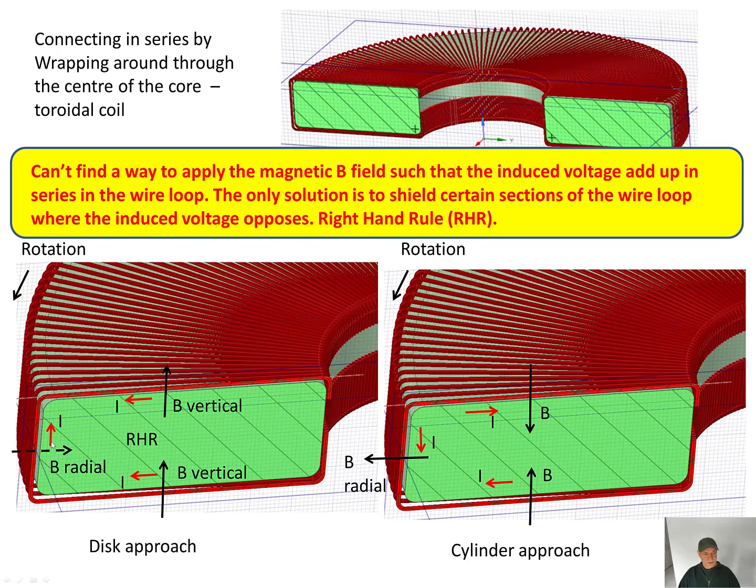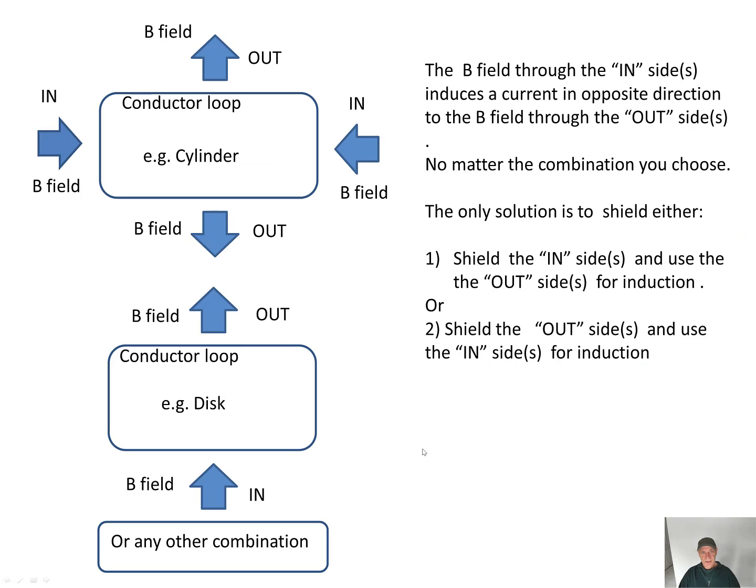Here's the cylinder approach, with the B field coming in and going out. Again, it induces the voltage in the right direction here, but in the opposite direction here. So here is a simple representation. There's the conductor loop. This is like a cylinder where the B field comes in and comes out radially. The B field through the insides induces a current in the opposite direction to the B field through the outsides.